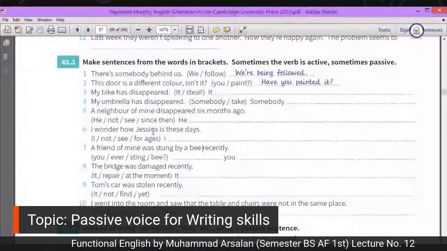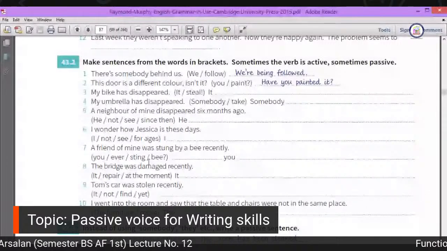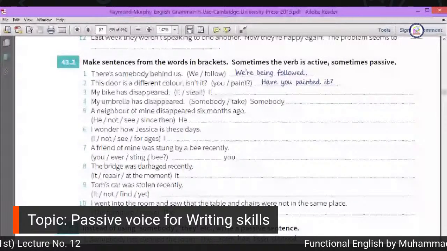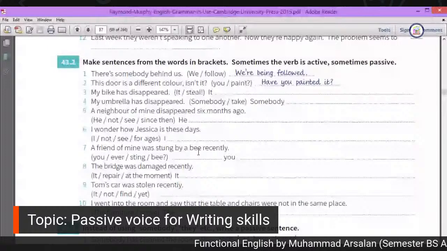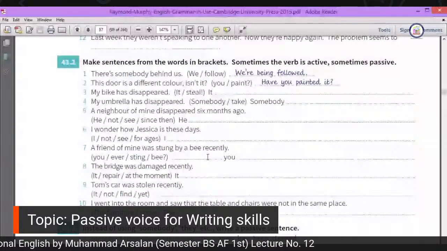We have a friend of mine who was stung by this bee recently. Have you ever been stung by a bee? So these are the birds.